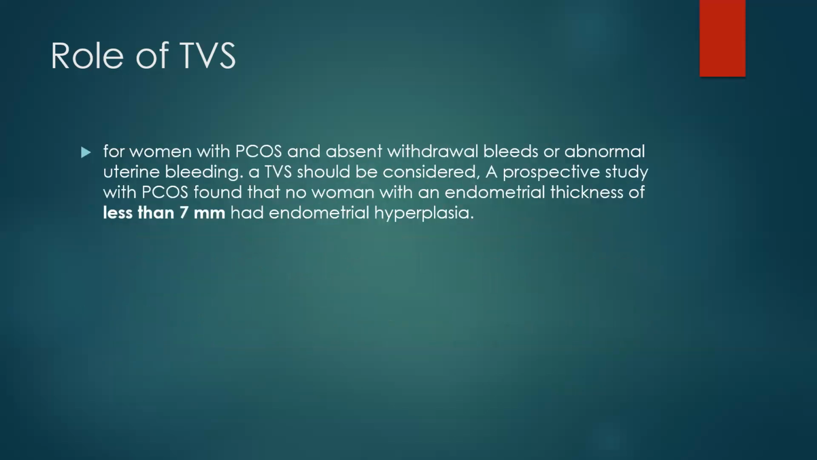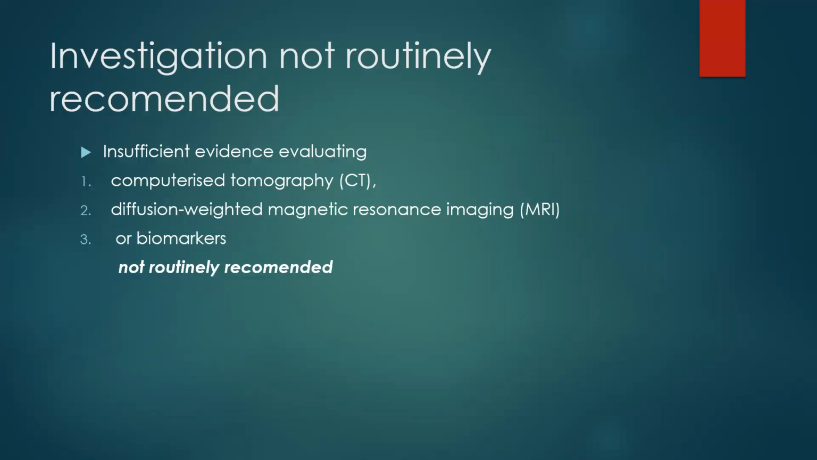So for women with PCO and absent withdrawal bleeds or abnormal uterine bleeding, a TVS should be considered, and a prospective study with PCO found that no woman with an endometrial thickness of less than 7 mm had endometrial hyperplasia. So in the postmenopausal woman, the value is 3 to 4 mm, and in the woman with PCO and absent withdrawal bleed and abnormal uterine bleeding, we have the cutoff of less than 7 mm, then there is no hyperplasia, and more than 7 mm, there are chances of hyperplasia.